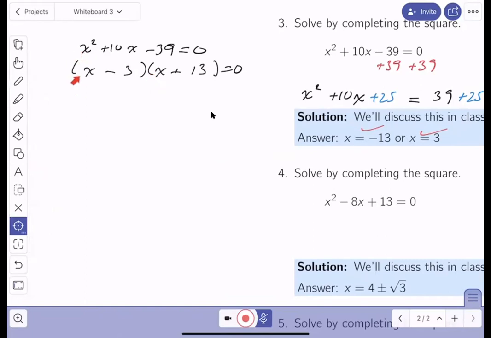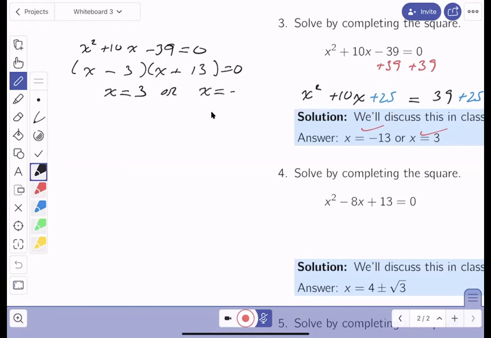X times x is x squared. 13 minus 3 is 10x. That worked. And you do get minus 39. Well, pretty simple. What do you get over here? X equals 3 for the first factor. That's when it would become 0. Or the second factor becomes 0 at minus 13. Do we get the same answer? Of course we do. All right. Let's go to the next one.